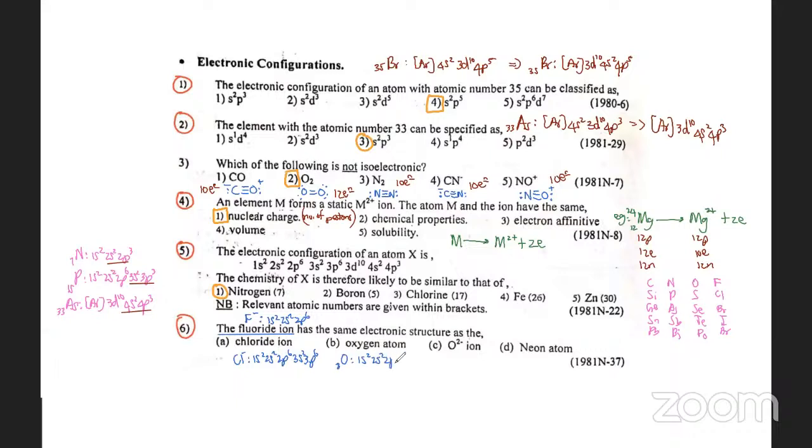So the first four are not possible. O2 minus ion, 1s2, 2s2, 2p6. Neon, 1s2, 2s2, 2p6. Yes. So fluoride is isoelectronic with oxide and neon. We did it last week.